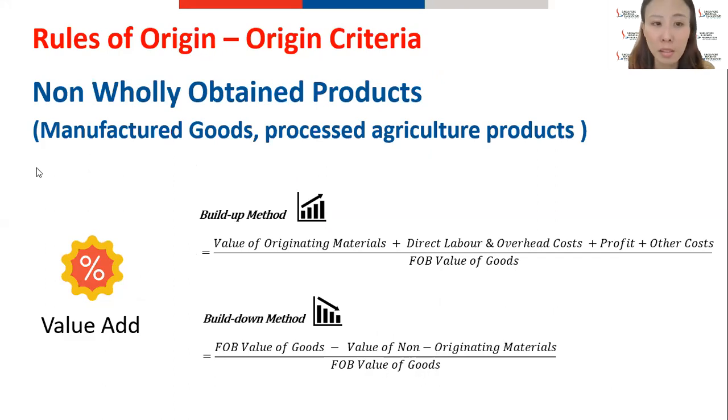For the build-up method, you will add the value of 4 components: originating raw materials, direct labor and direct overhead costs, profits, and other costs, divided by the FOB value of your goods. For the build-down method, you will take the FOB value of your goods minus the value of non-originating materials. This is then divided by FOB value.